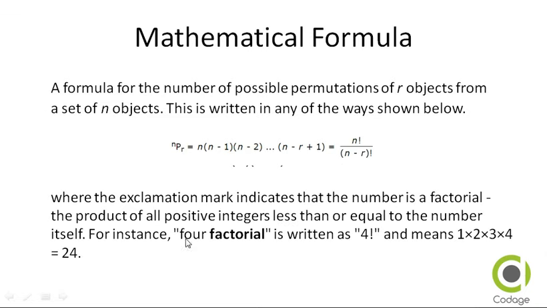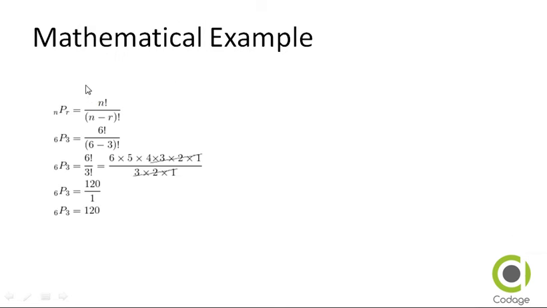The mathematical formula for this is nPr, which equals n factorial upon n minus r factorial, where n is the total number of objects and we are finding the possible permutations of r objects, and the exclamation mark stands for factorial, that is the product of all positive integers less than or equal to the number itself. For instance, 4 factorial is written as 4 and an exclamation mark and means 1 into 2 into 3 into 4, which equals 24.